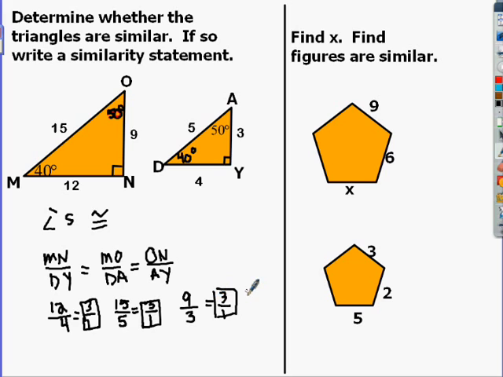So are my sides proportional? Yes. That first triangle is 3 times the size of the smaller. So since it has that same similarity ratio, I could say, yes, my triangles are similar. And let's write a similarity statement like it asked us to do. So I could say, since the angles are congruent and the sides are proportional, triangle MNO is similar to triangle DYA.